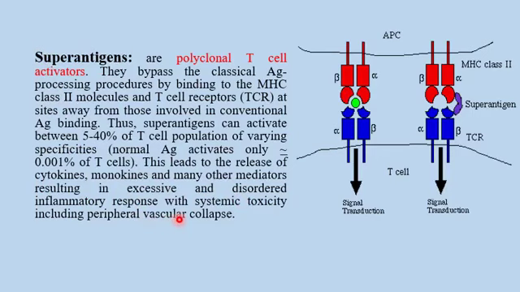Of course, peripheral vascular collapse leads to what? To a severe drop in blood pressure, as I said, and shock. The result will be the same as the endotoxin shock produced by gram-negative bacteria.